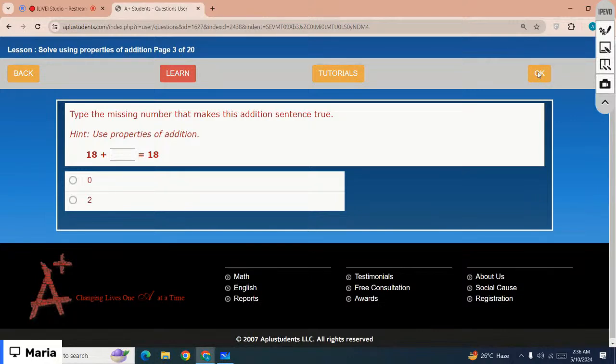Type the missing number that makes the addition sentence true. That is 18 plus 0 equals 18, right? The missing number is 0.